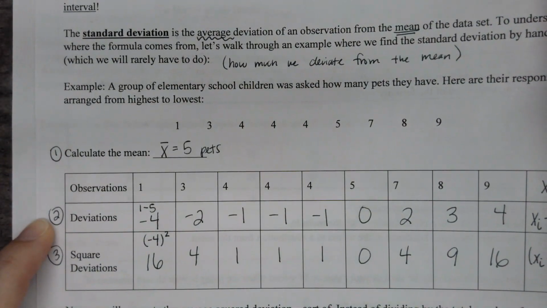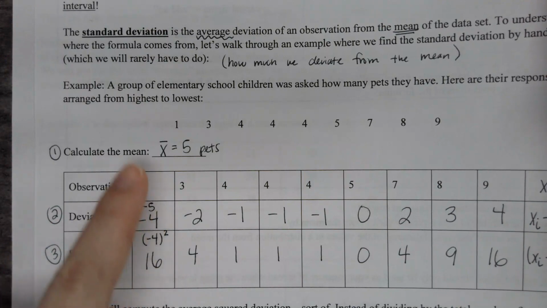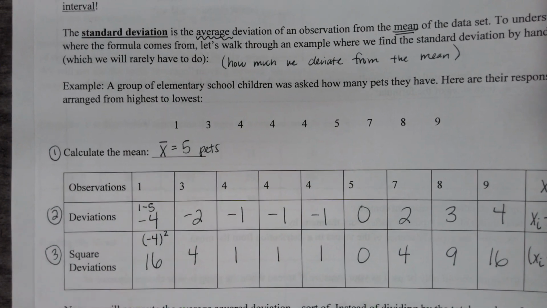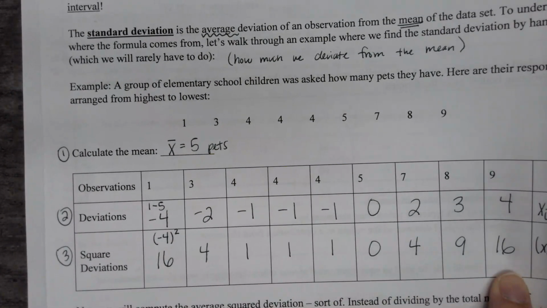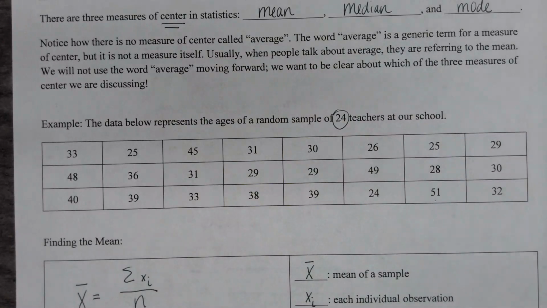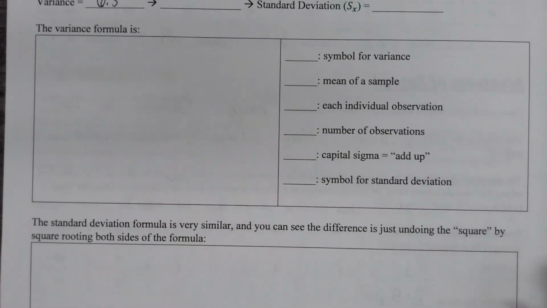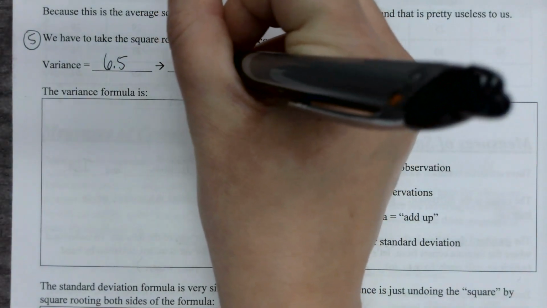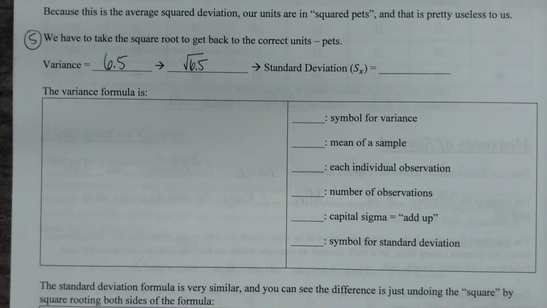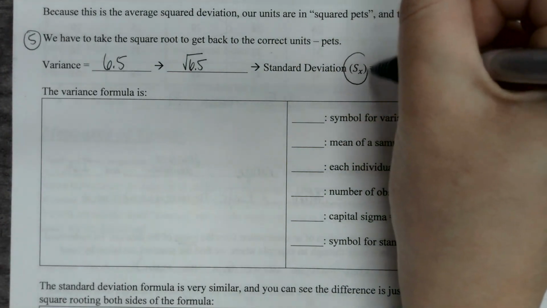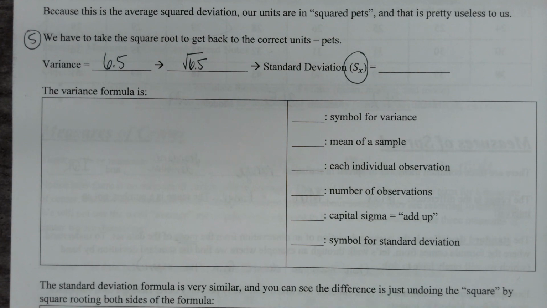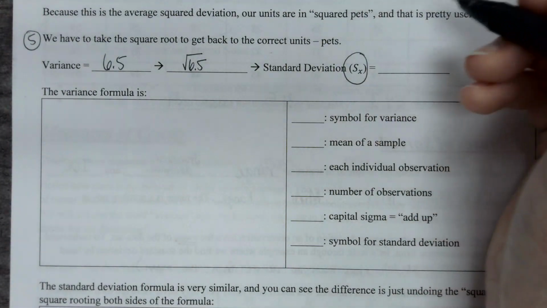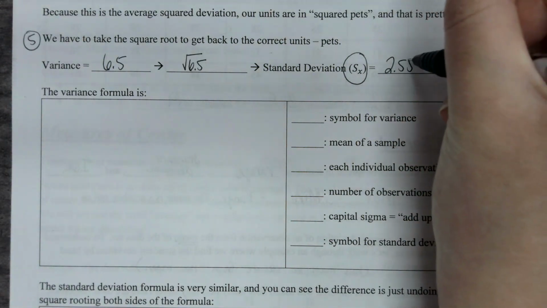So first step, calculate the mean. Second step, find our deviation, so take our values and subtract the mean from them. Square it. Then take the sum of all those values divided by n minus 1. And then we're going to take the square root of 6.5. If I take the square root of 6.5, we're going to get just our s sub x, which is exactly what we want, undoing that square that was up at the top by taking the square root. And we get 2.55 pets.